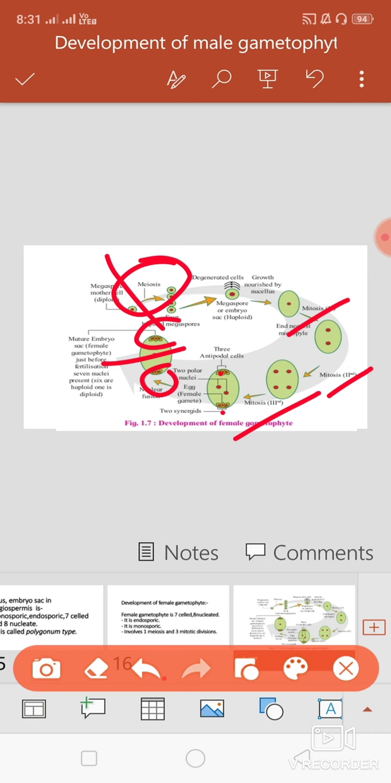Three mitotic divisions. Okay. Then next we will continue with the pollination process. So the next topic is pollination. Pollination we will discuss later.